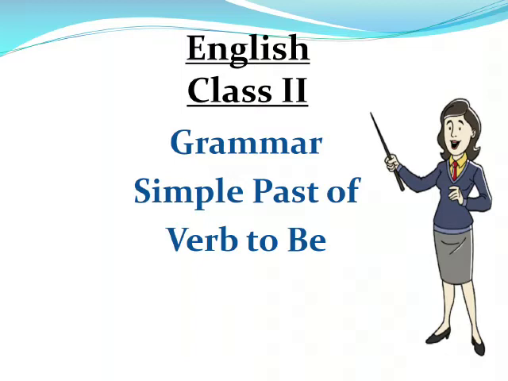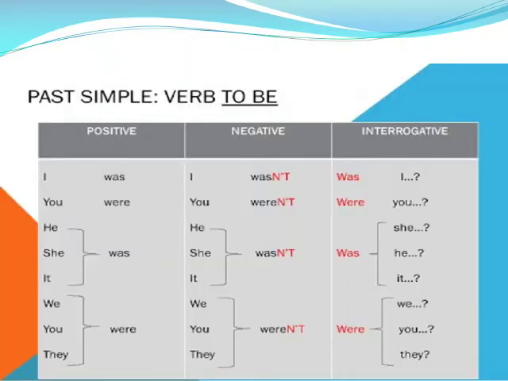Now we're going to discuss with which nouns or pronouns we must use was and with which of them we must use were. Here you can see a chart in front of you. First of all, we will discuss the first column, that is of positive sentences, which are simply called simple sentences. You can see on the table of positive sentences that with I, he, she and it we use was, and with you, we and they we use were.